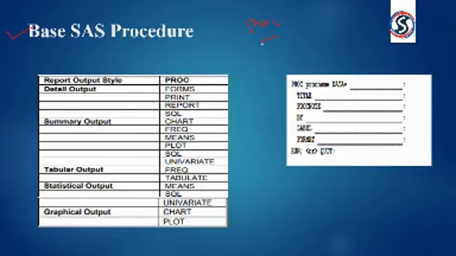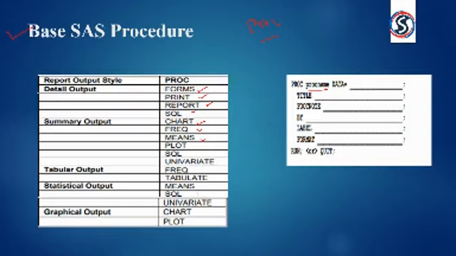Each PROC consists of the keyword and one or more statements and options. Each PROC step begins with the keyword PROC, and then we write the PROC name, whatever the procedure name is. So we have different procedures like PROC FORMS, PROC PRINT, PROC REPORT, PROC SQL, PROC CHART, PROC FREQ, like that. We have different procedures.